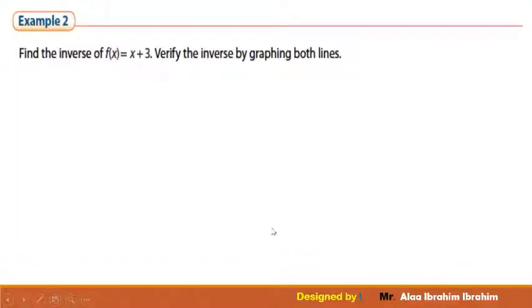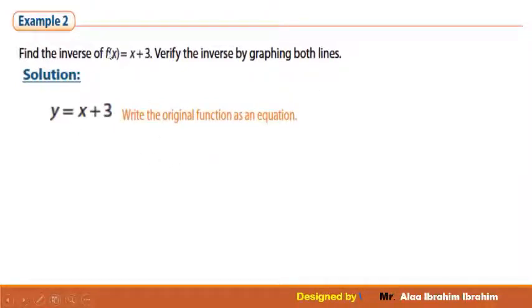Find the inverse of f of x equals x plus 3. Prove the inverse by graphing both lines. Let's see this example. Write the original function in this form, y. I change f of x to y, to remember f of x is y. So we have to make the inverse now. To make the inverse, I told you to switch x and y. So y comes here and x comes here. So it will be this.